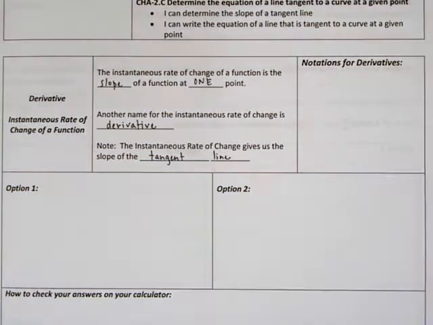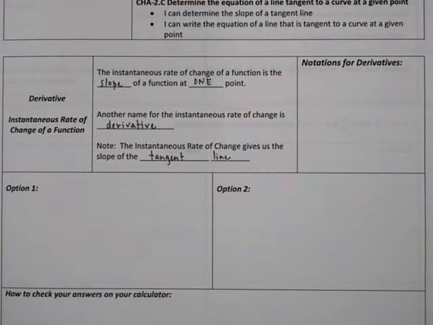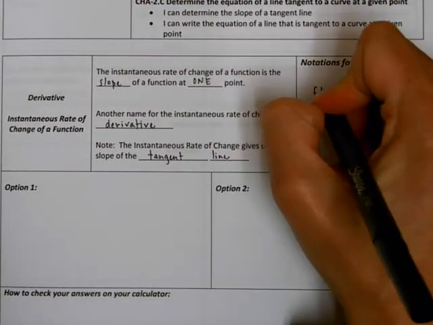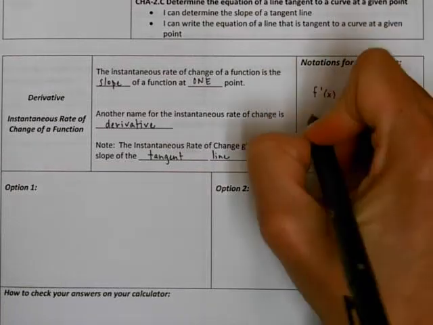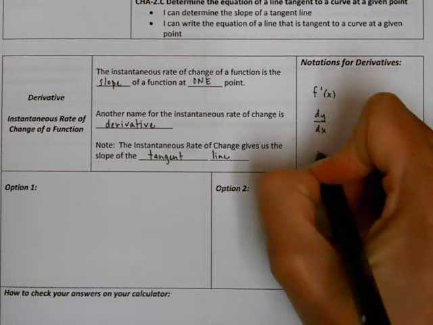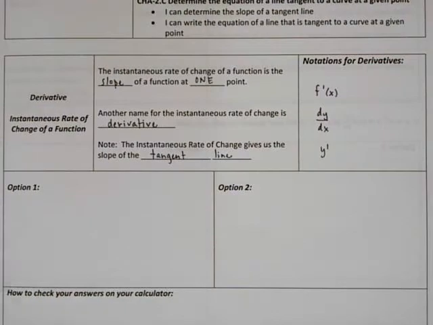Okay, now when we're using notation for derivatives, the most common notation you'll see are probably these three. So we can call the derivative f prime of x. You might see the notation dy dx or y prime. And so as we go through, I'll probably be using all of those different notations so we get used to how they look.